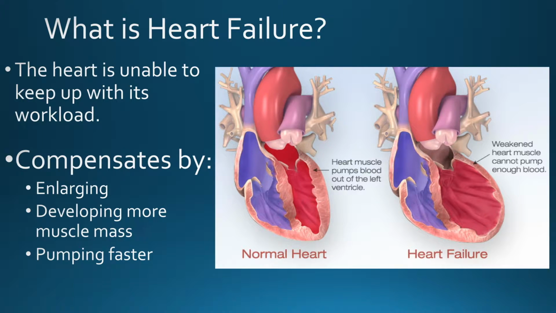Next, the heart develops more muscle mass. The increase in muscle mass occurs because the contracting cells of the heart become bigger. This allows the heart to pump more strongly. Lastly, the heart begins to pump faster. This helps to increase the cardiac output. Besides the heart, the body also attempts to compensate in other ways. The blood vessels narrow to keep the blood pressure up, trying to make up for the heart's loss of power.